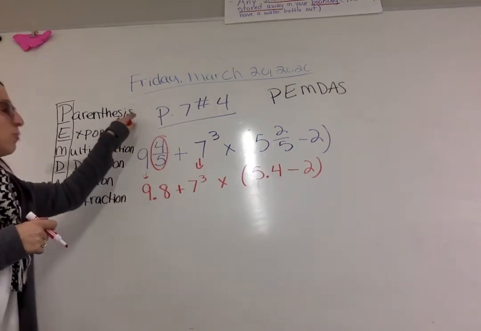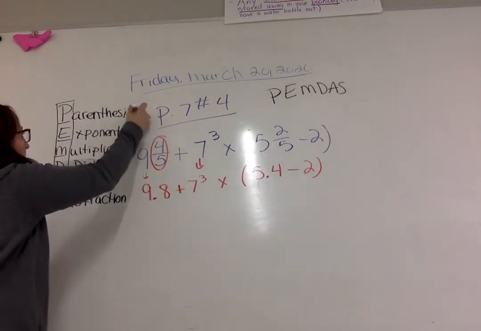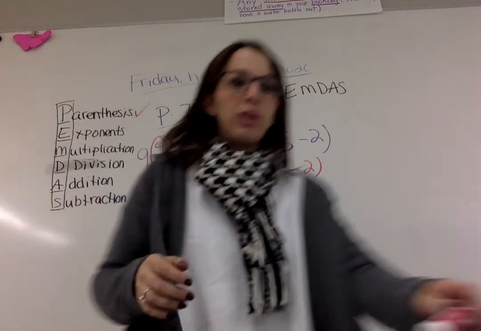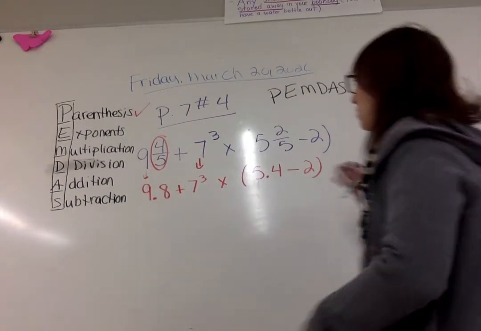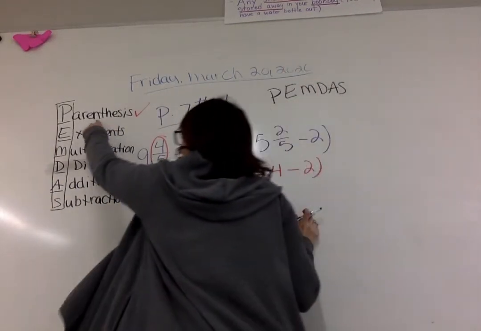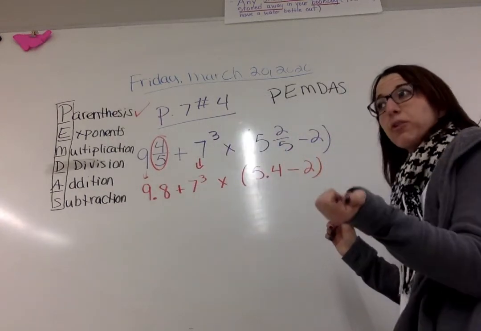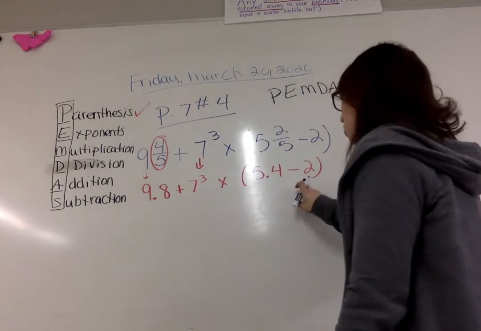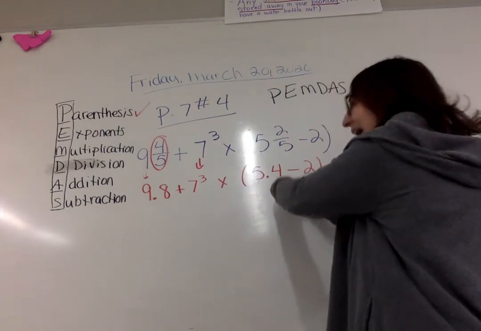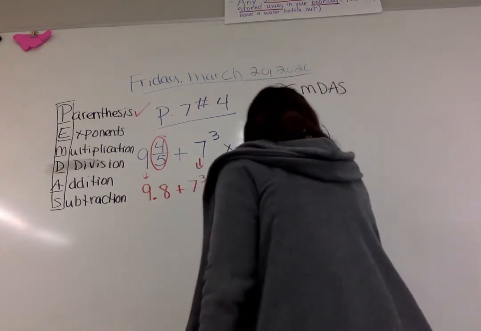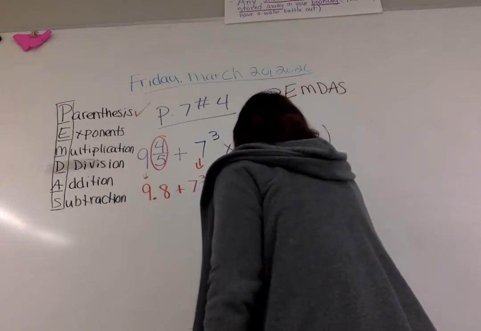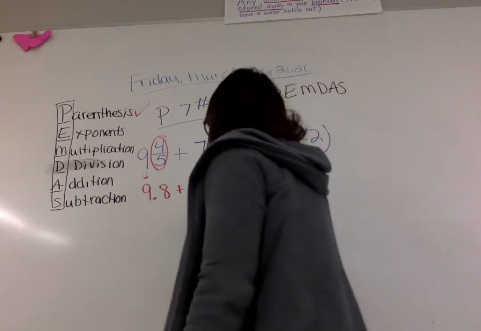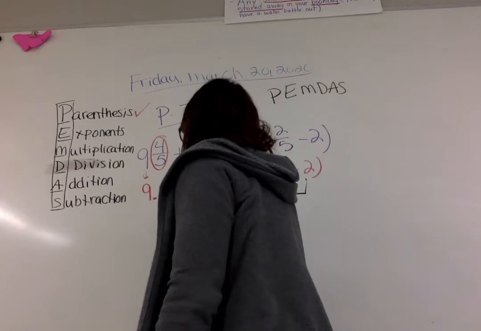So now I'm going to be able to do my parentheses first. So P for parentheses. Check out what we're going to do now. We are going to subtract what's in the parentheses because PEMDAS starts with parentheses. That's the first step or order. So now, 5.4 minus 2. 5 minus 2 is 3. Add my 0.4. So this becomes 3.4. I'm just going to bring everything down so you can see it step by step, ladies and gentlemen.